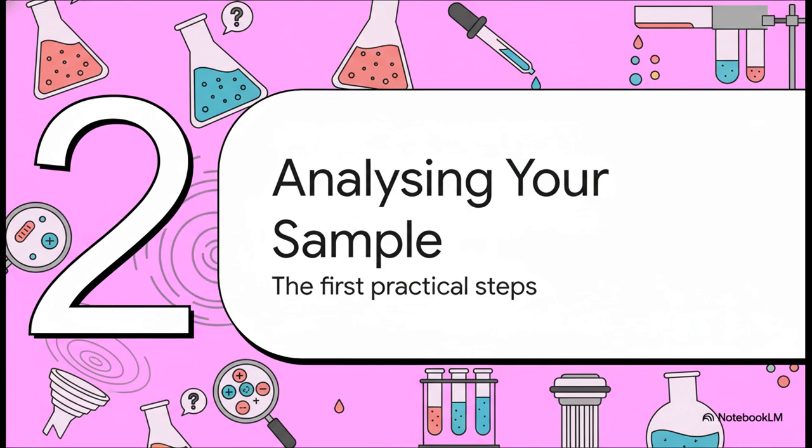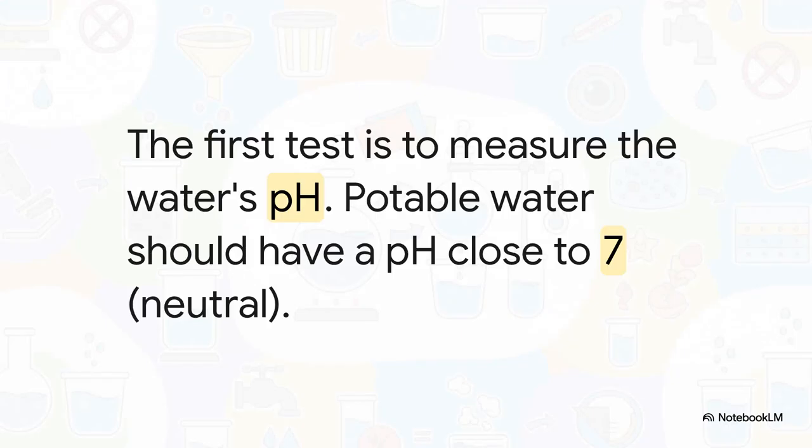Right, let's get stuck into the practical side of things. We're going to analyze our water sample. Before we can even think about purifying it, we need to have some idea of what we're dealing with, right? First up, we're going to check the pH. See, water that's safe to drink should be pretty much neutral, which, as you know, is a pH of 7. The acceptable range is usually somewhere between 6.5 and 8.5. If our water is way too acidic or way too alkaline, that's a massive red flag straight away.